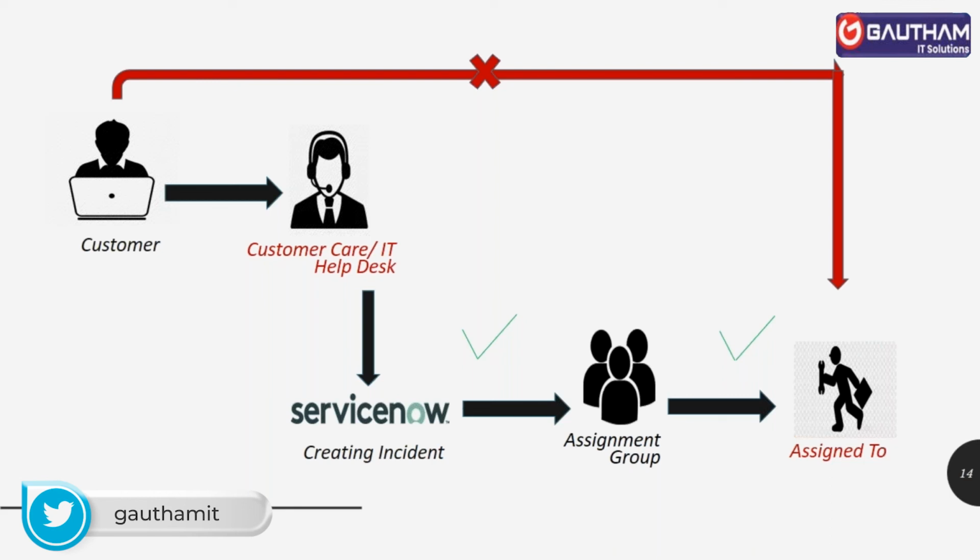Here we need to know what the responsibility of the IT help desk department is. The IT help desk department is the first contact person for the customer. Their responsibility is to gather all information from the user: what the issue was, when they're facing it, and where they are facing it. Once they have all the information from the user, they will create or raise an incident ticket from the ServiceNow platform. After that, the same incident ticket can be routed to the respective assignment group.